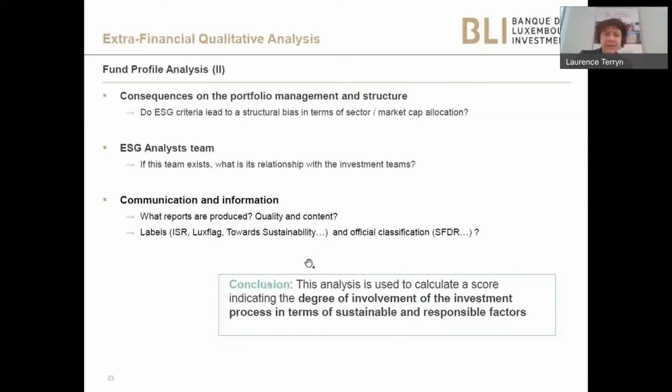Last level is the communication information. What kind of report is produced? What is their quality, the content?